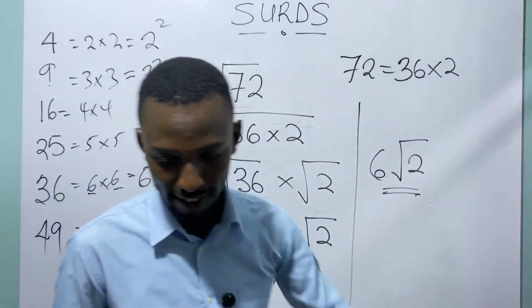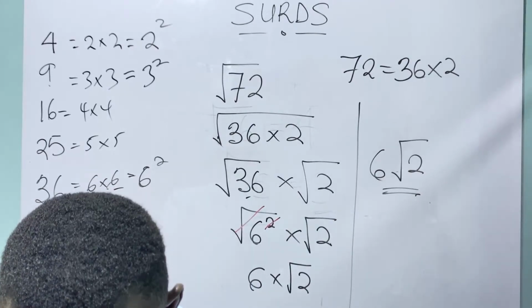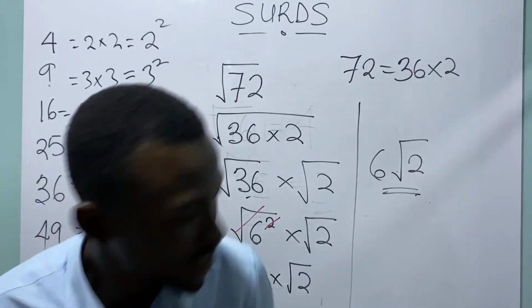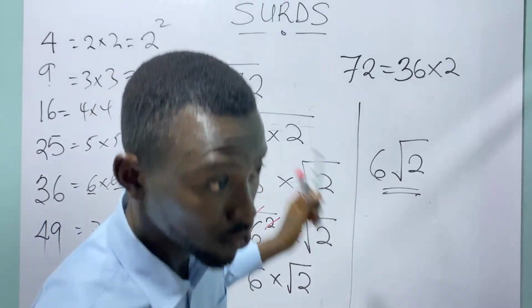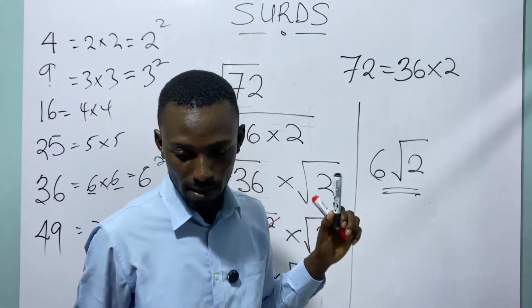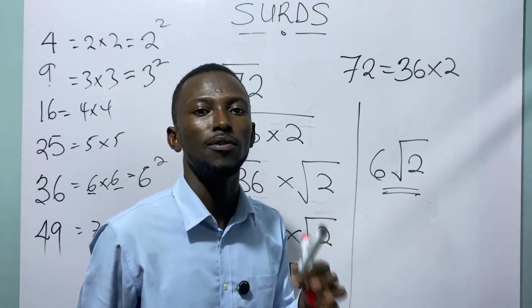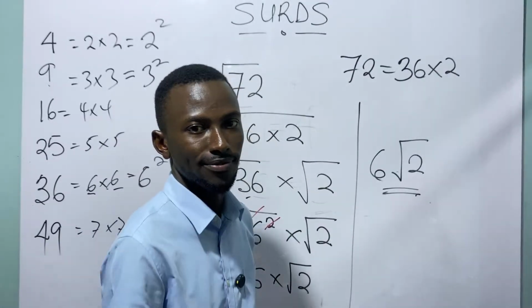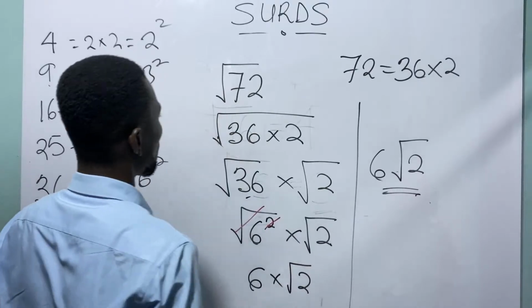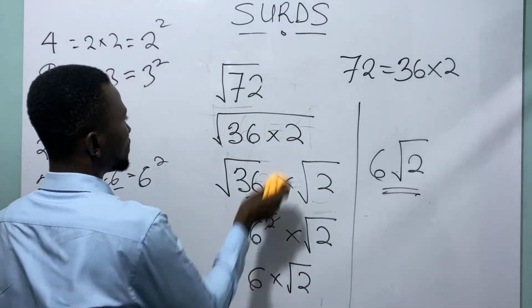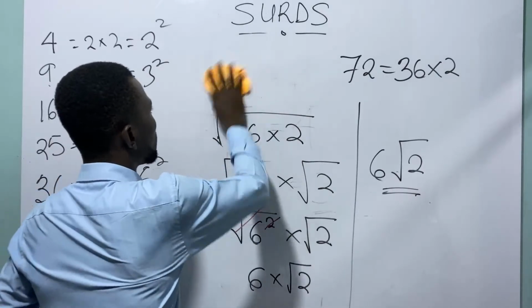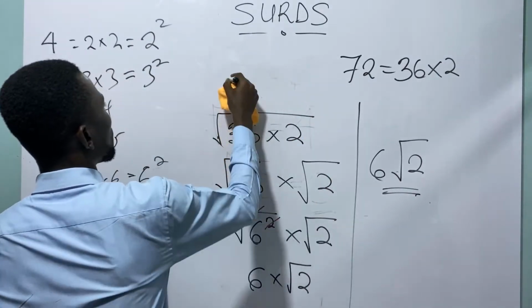Simplification of surd. Let me give you this question. Just try your hands on this. We are not going to solve it. It's going to be a very simple example. Square root of 12. What's the answer? Square root of 12. Root 12. Good.